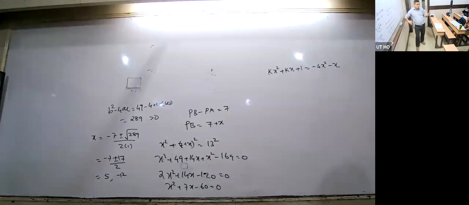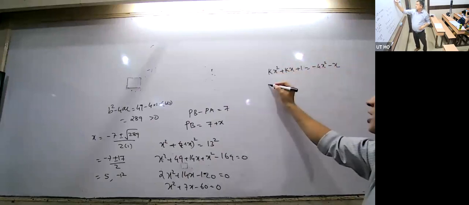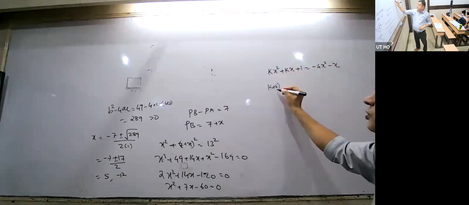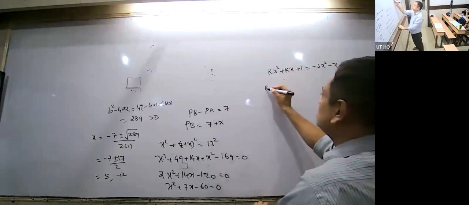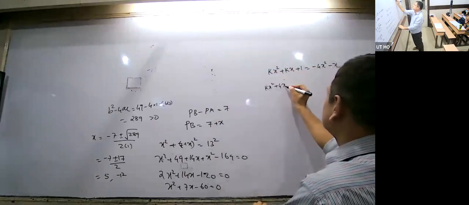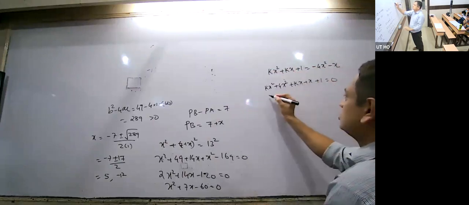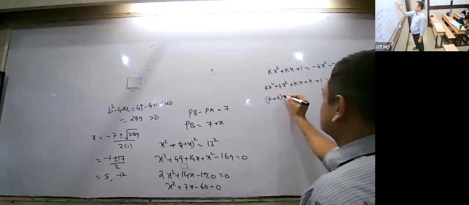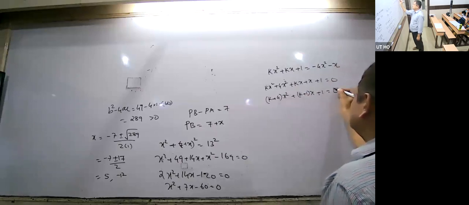So make it the standard form. Is it equal to 0? So make it equal to 0. How do you make it equal to 0? Okay, transpose. So this one will come: kx square plus 4x square is k plus 4 times x square. Kx square plus 4x square, understood? Plus kx plus x plus 1 equal to 0. So k plus 4 times x square plus k plus 1 times x plus 1.